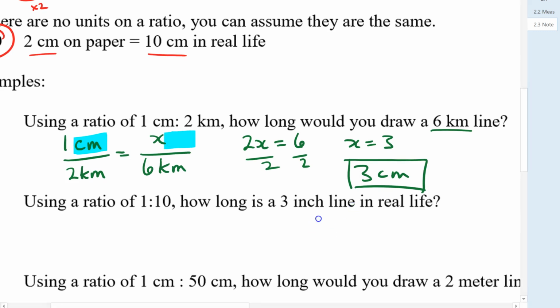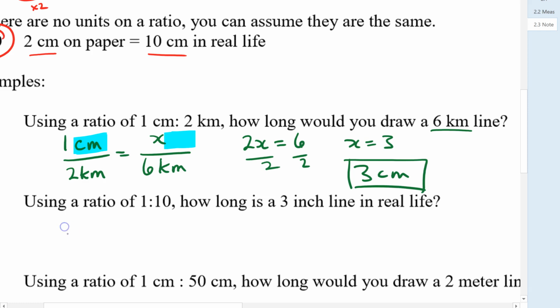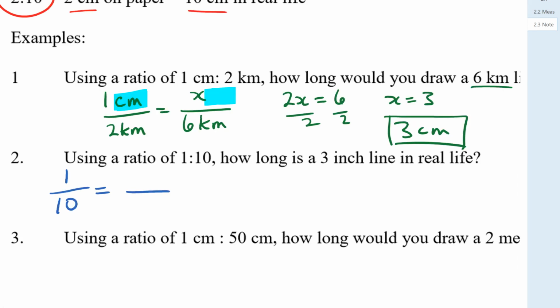On example number 2, it says using a ratio of 1 to 10, how long is a 3-inch line in real life?